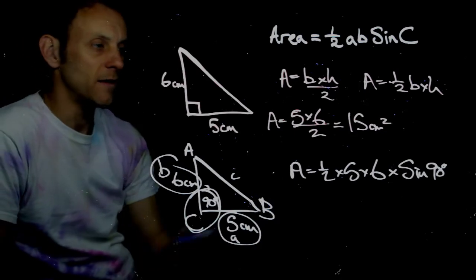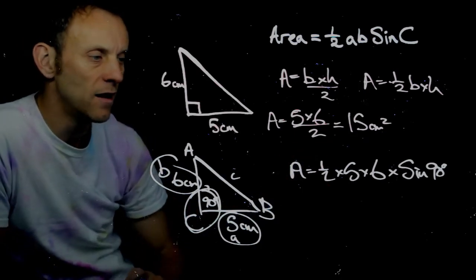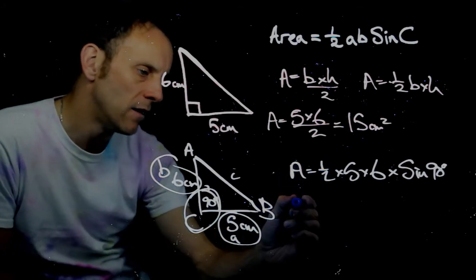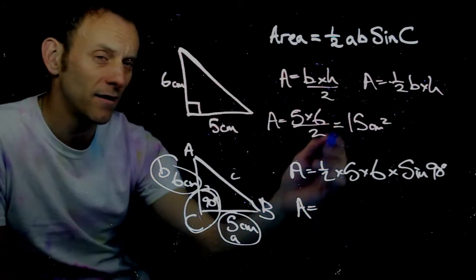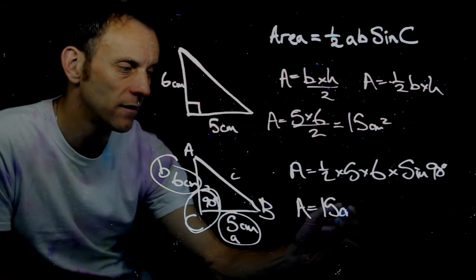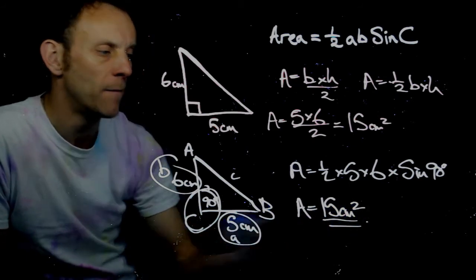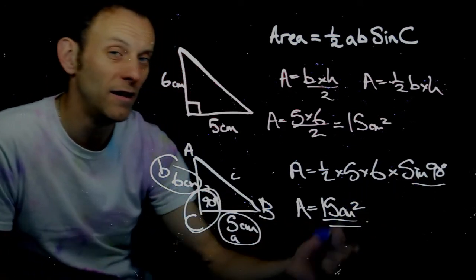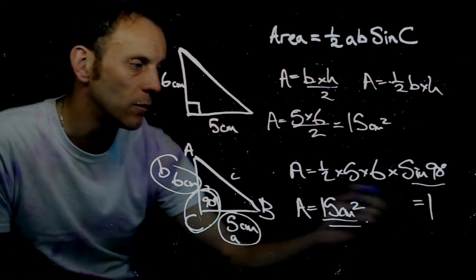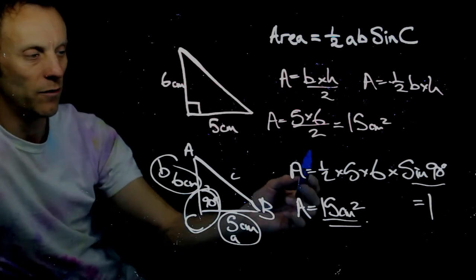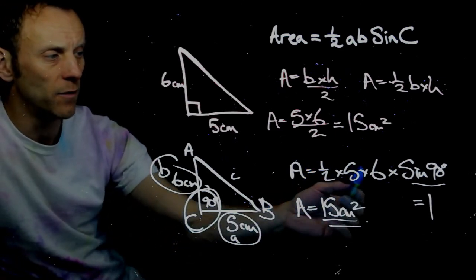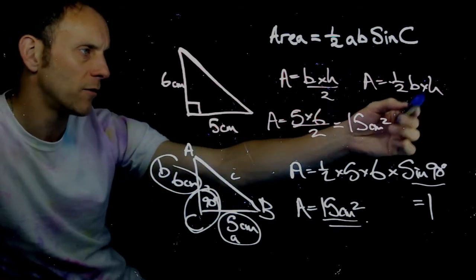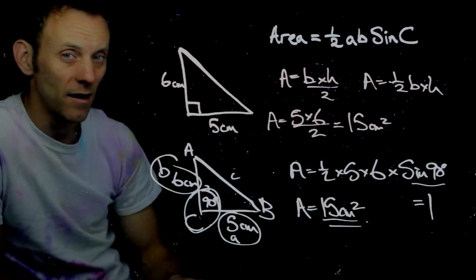And you might be one step ahead. We'll get there in a second. If you type in your calculator, half times 5 times 6 times sine 90, we get exactly the same, 15 centimetres squared. How does that work? How come? Well, it's because sine 90 equals 1. So essentially what we've got here is a half times 5 times 6 times 1, half times 5 times 6, 5 times 6 divided by 2, half times 5 times 6. We get exactly the same answer.